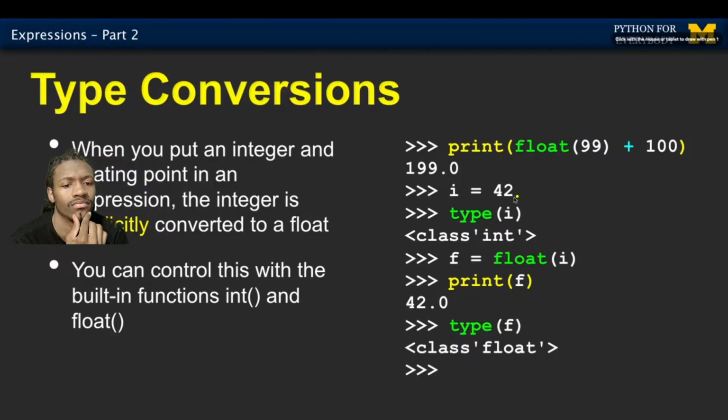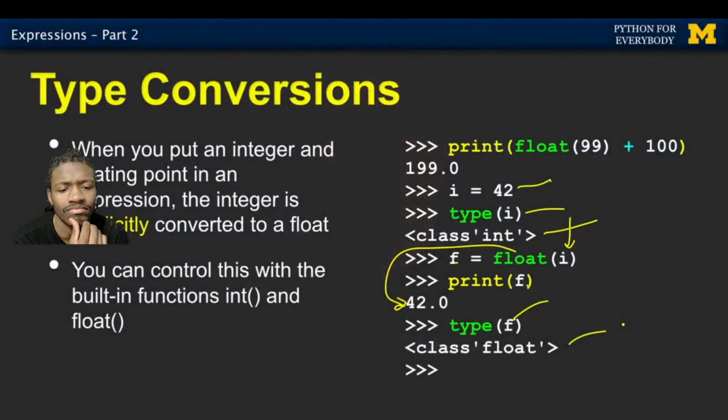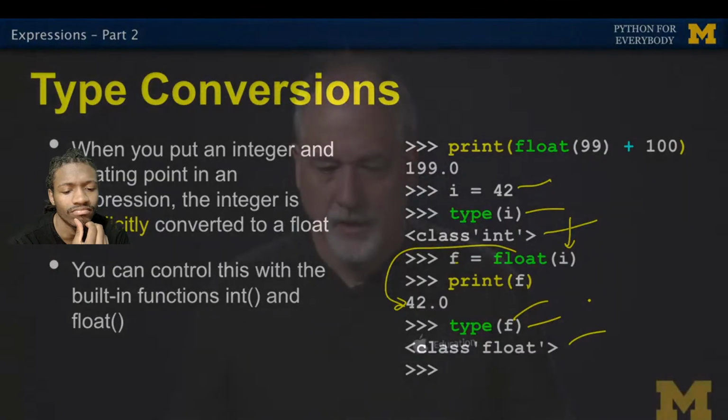If we look at I is 42, we ask what type it is. Well, that I is an integer. We can take a variable and pass it into the float function and get back 42.0. And we say, what kind of thing is in F? Well, F is a float, right? So you can see how we're manipulating the type of things and controlling it. And anytime we get a little confused, we use the type function and say, hey, what's going on here?